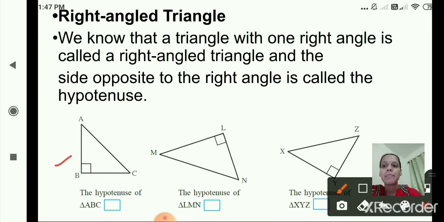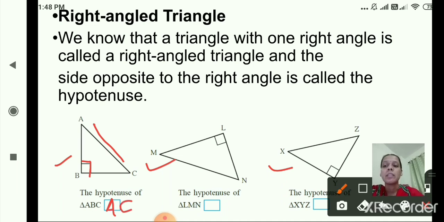Triangle ABC, triangle LMN and triangle XYZ. Now we'll write down the name of the hypotenuse. The hypotenuse of triangle ABC: which is the hypotenuse here? The side which is opposite to the right angle. Which is the right angle? This angle B. The side opposite to it is AC, correct? So the hypotenuse of triangle ABC is AC.